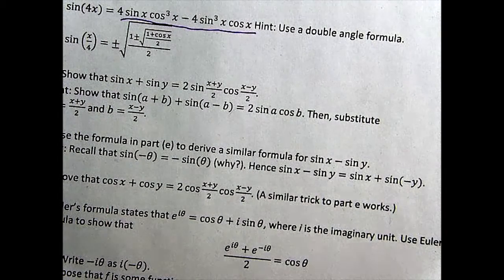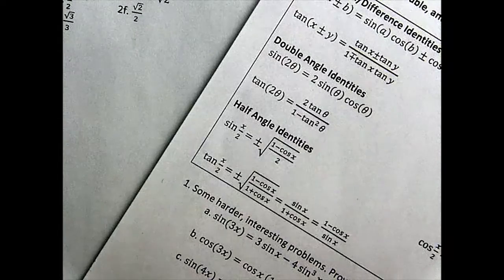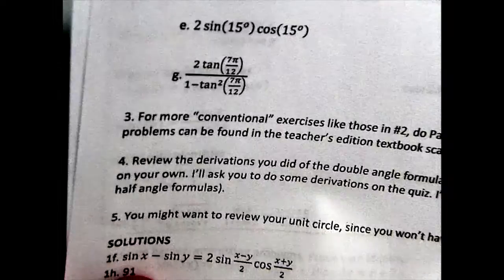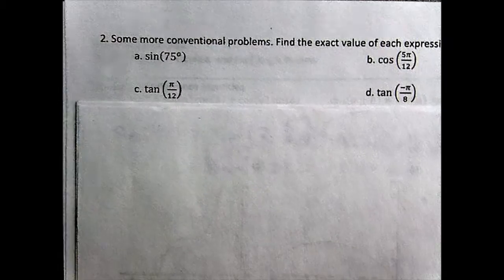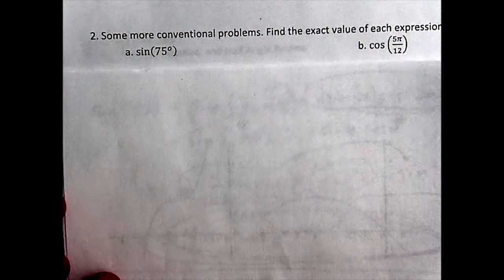So that's cool. Let's move on to maybe some of the more conventional problems. There are some conventional problems in here, and maybe I won't do all of them out, but I'll at least tell you how to get started on some of them. Some of them I'll actually do completely because they are a little tricky. So this is the back side of the review page. Find the exact value of each expression.